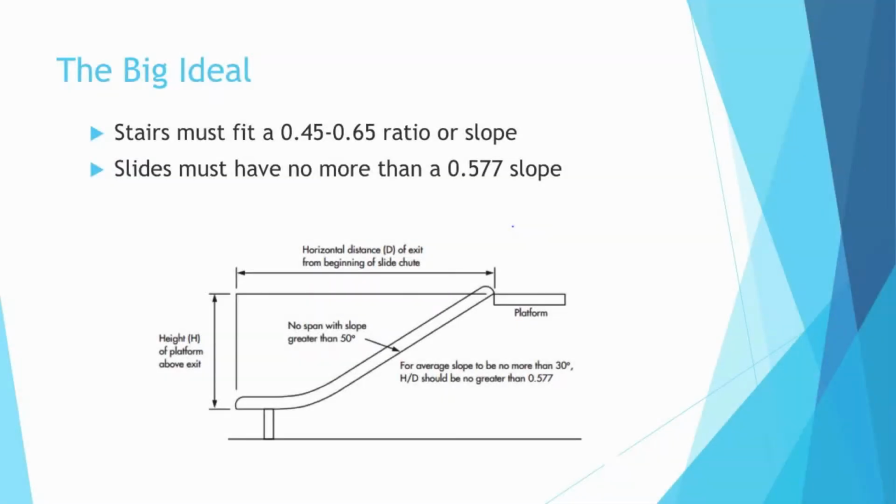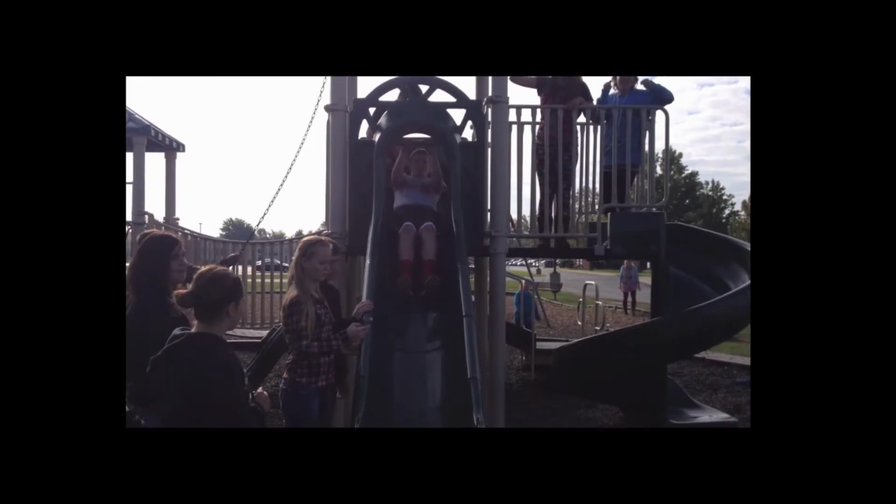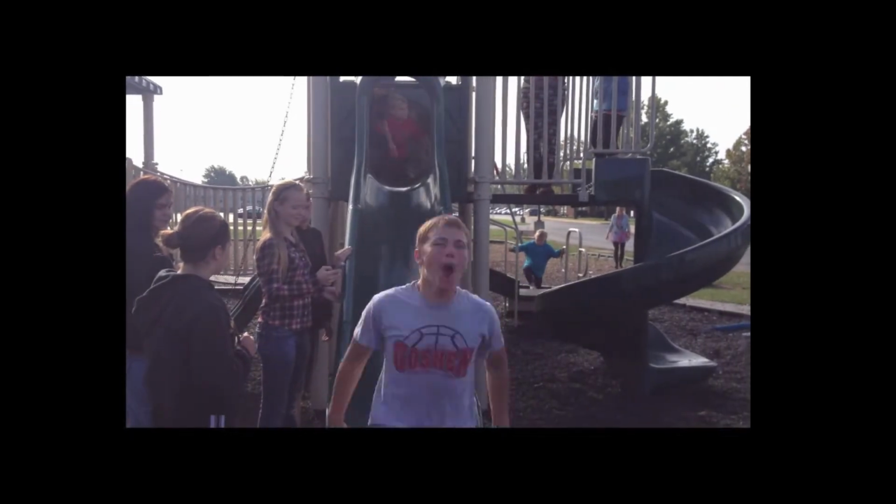The big idea. When construction workers and designers create public facilities, including stairs and slides for playgrounds, they must consider certain guidelines to maintain safety. The guidelines for stairs must fit a 0.45 to 0.65 ratio or slope, and slides must have no more than a 0.577 slope, or a 30-degree angle.